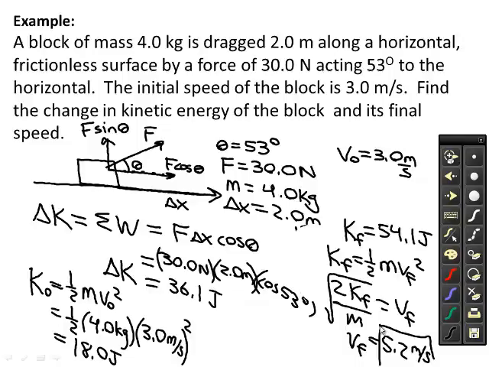So it initially was moving at 3 meters per second. In the end, 5.2 meters per second. The gain in kinetic energy was caused by us doing work of 36.1 joules on the block. So in order to change the kinetic energy by 36.1 joules, we have to do 36.1 joules of work on the object. That's how they're connected.